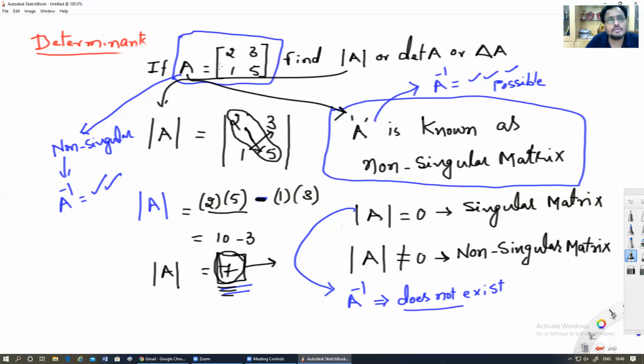In the next session, I'm not going to give the name of the matrix. Straight away I'll write the determinant of some matrix elements, take cross multiplication and find. This is only second order. But try to understand that the given matrix may be 2 by 2, 3 by 3, 4 by 4, or n by n. If you get the determinant answer as 0, that matrix is called a singular matrix. If the determinant is not equal to 0, it is called a non-singular matrix.